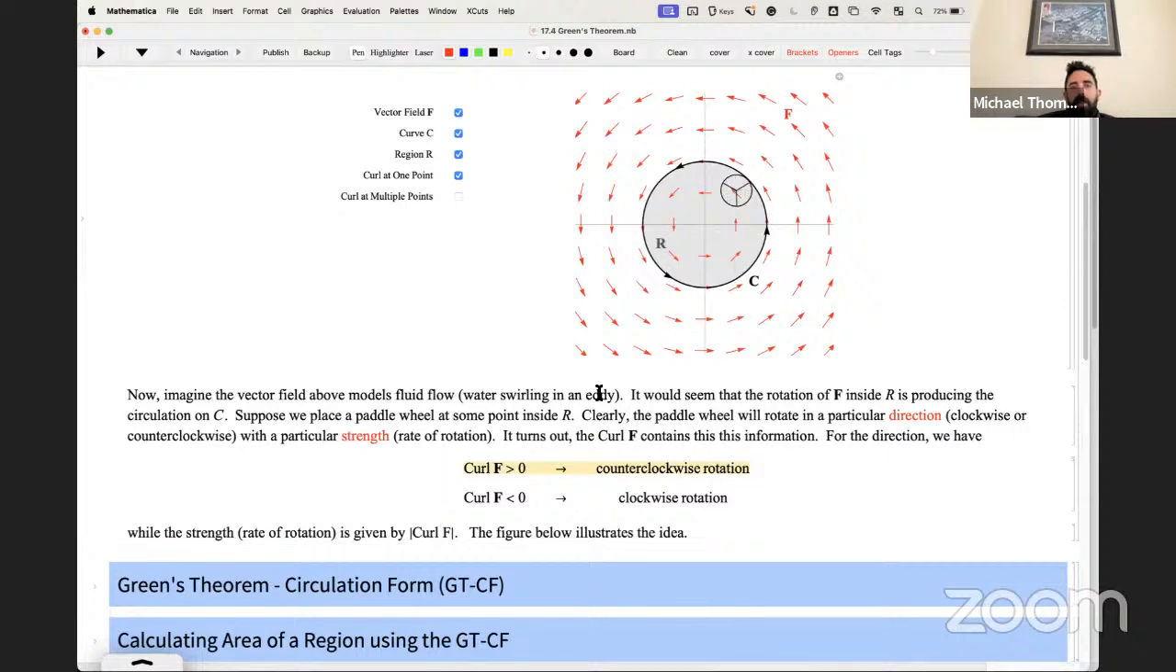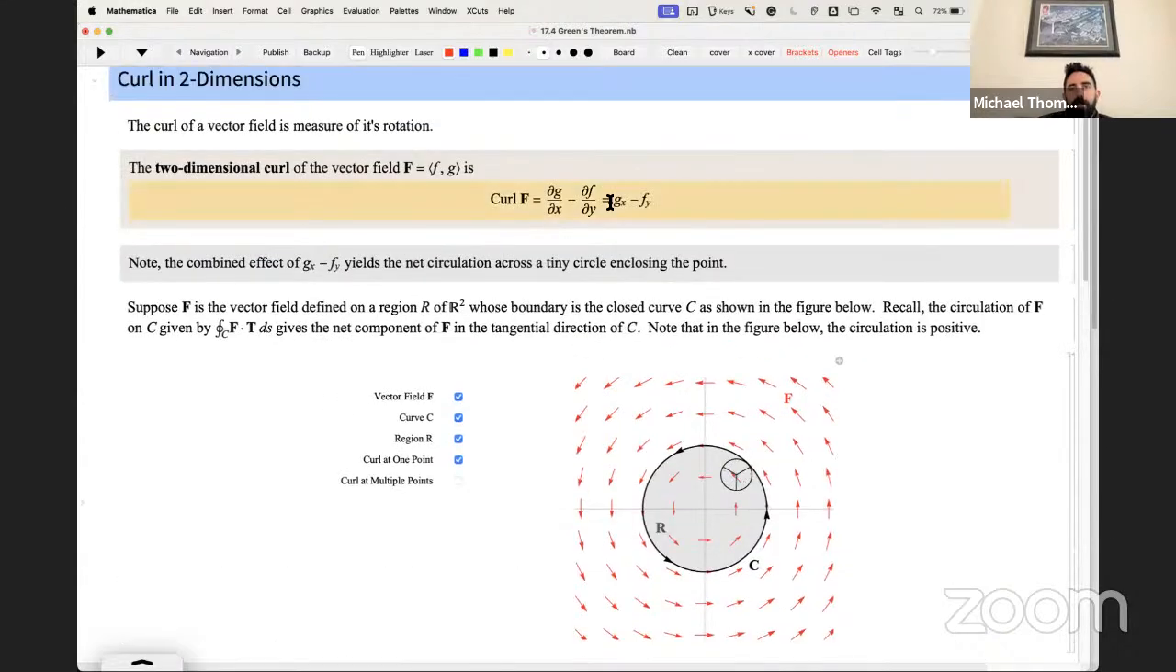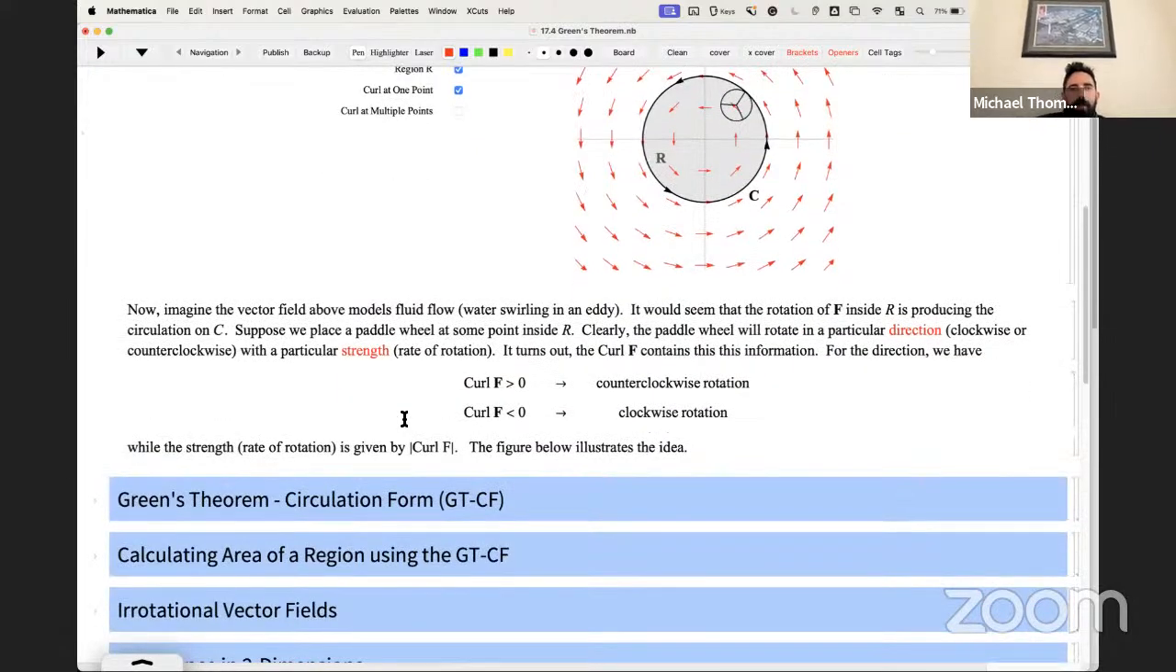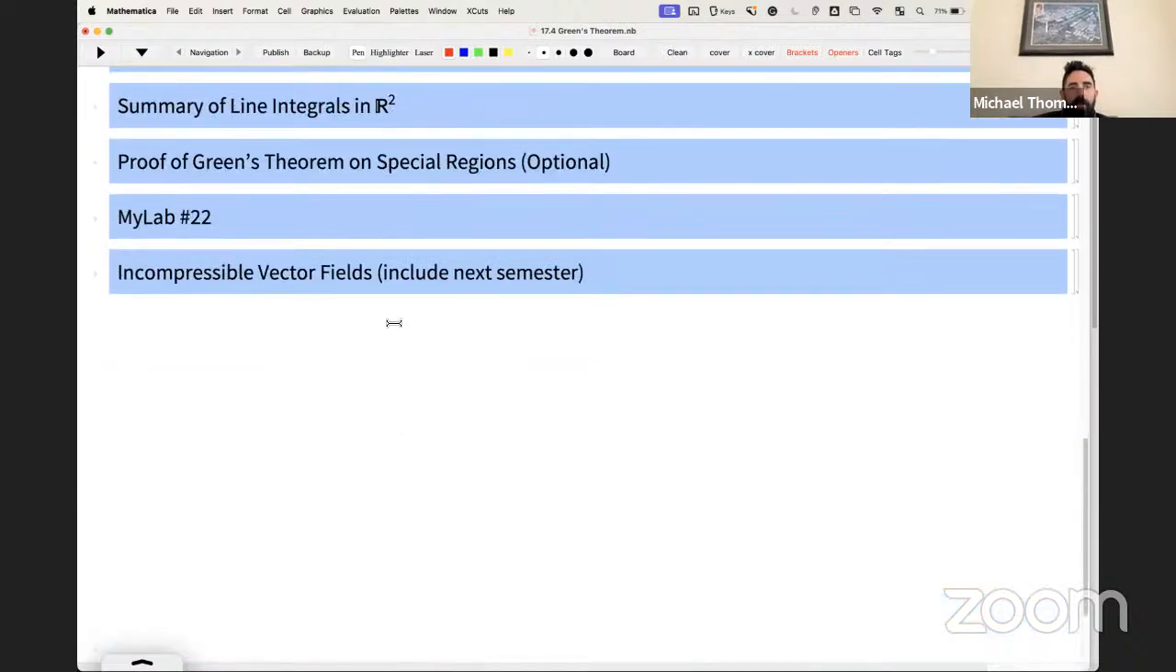Now, if you plug in another point and the curl is negative, what would happen is your paddle wheel would rotate in the other direction. Now, as far as the strength or the rate of rotation, how fast it's turning, you can also get that from the curl. All you got to do is find the magnitude of that guy, and it's just a real number, right? You could find its magnitude quite easily, and that would tell you how fast it's rotating, basically. So let me give you a more general picture.